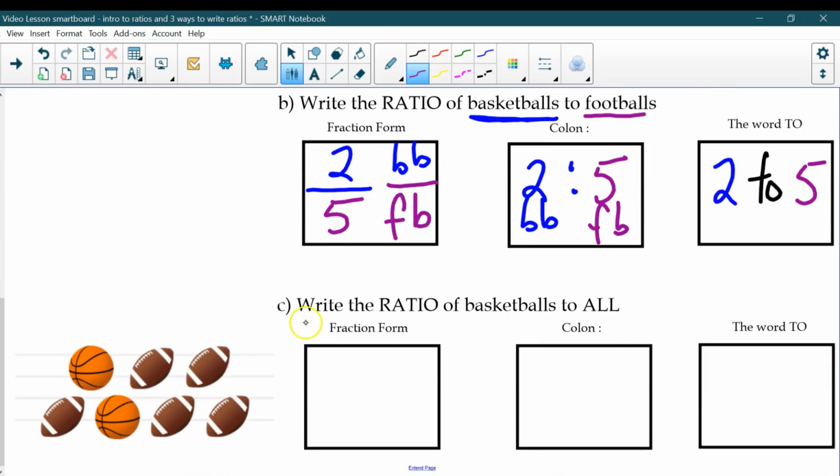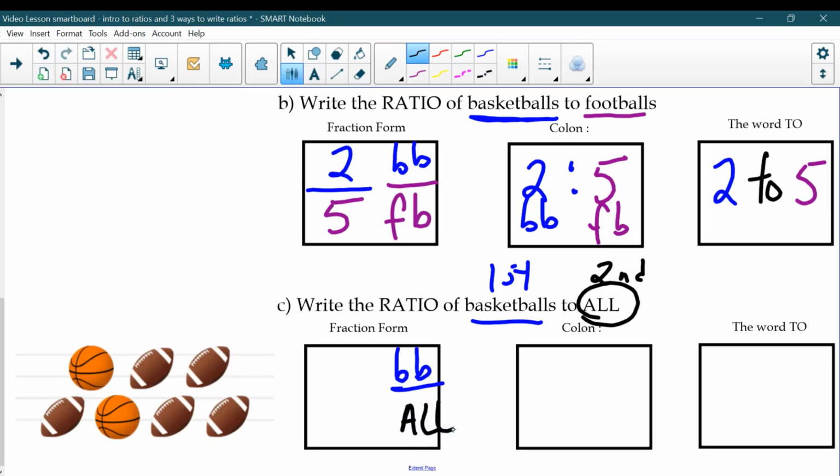Now let's try this one. I've put the picture back down here, so now it says write the ratio of what? Of basketballs to what? To all. So it's a little different. Now I want all as my second number. So basketballs is going to be the first number, and all is going to be the second number. So let's write that down. I'm going to put basketballs, and this is our fraction form, to all.